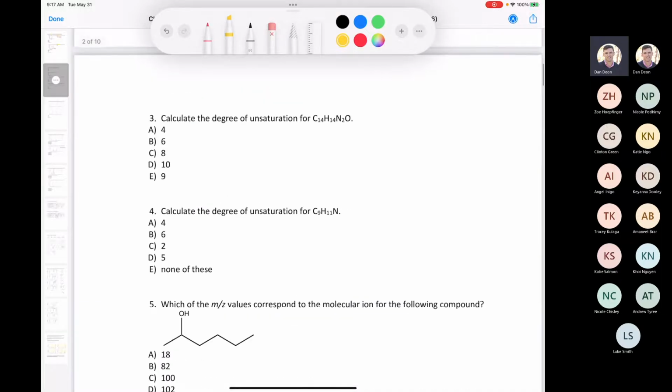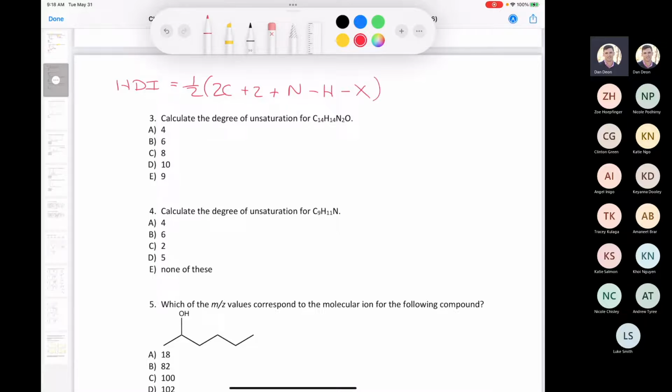It says calculate the HDI. For this formula, you have C14H14N2O. Remember that a nitrogen affects the HDI. It's like you're adding extra hydrogens, and an oxygen doesn't affect the HDI. So you could use the formula: HDI is equal to 1/2 multiplied by 2 times the number of carbons plus 2 plus the number of nitrogens, subtract the number of hydrogens, subtract X, like that.